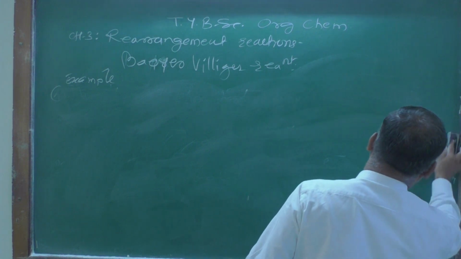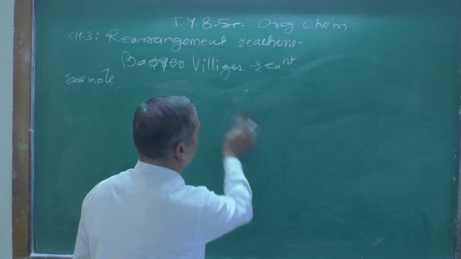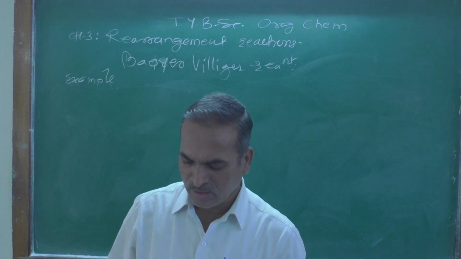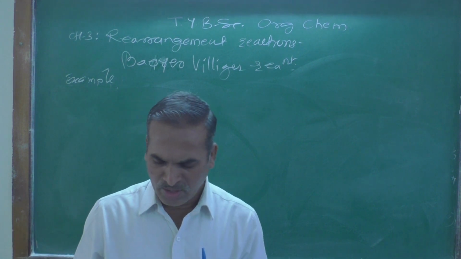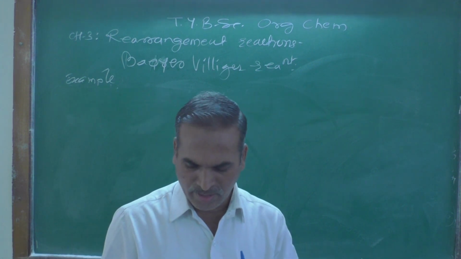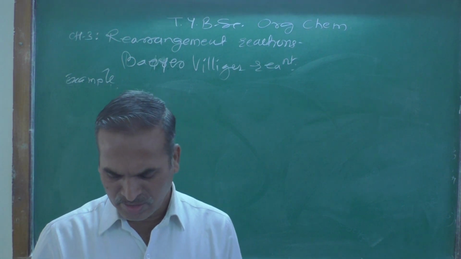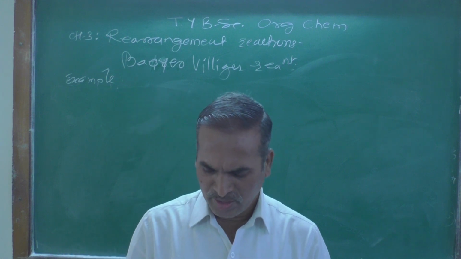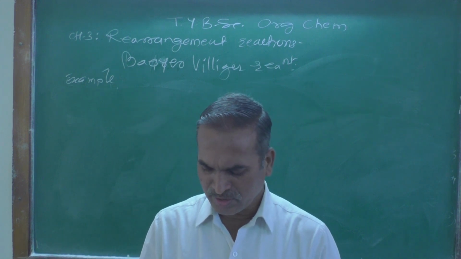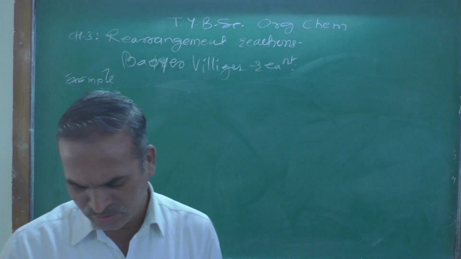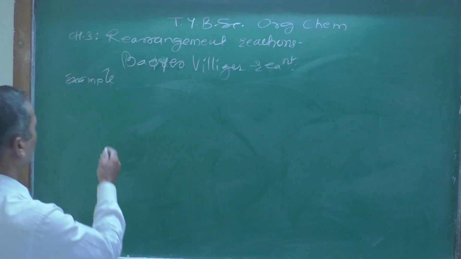Let us see an example here. In Baeyer-Villiger oxidation reaction, cyclohexanone gives a lactone, but here, for example, by using an enzyme, some enzymes are also useful in converting ketone to ester or lactone. For example, cyclohexanone monooxygenase is the enzyme used over there.